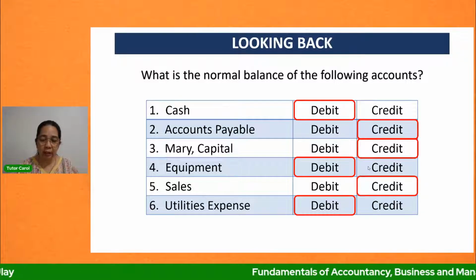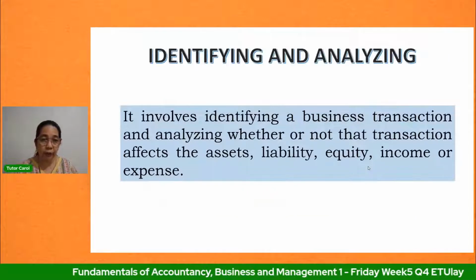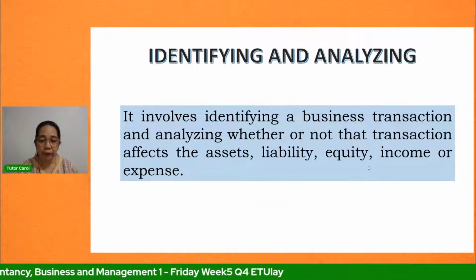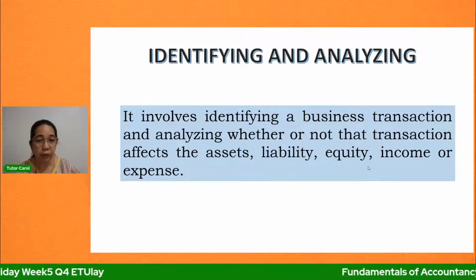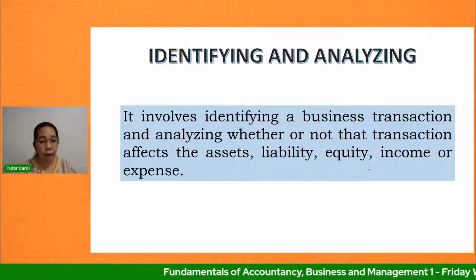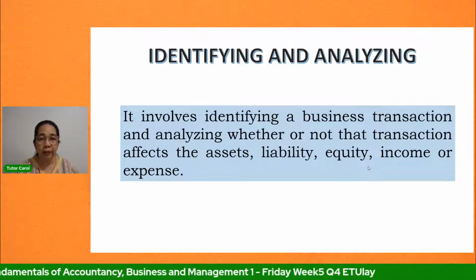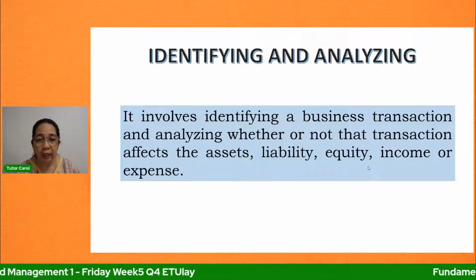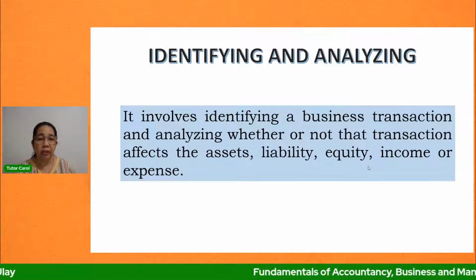Okay, so let us proceed na with our first topic, main topic, identifying and analyzing. So this is the first step in the accounting cycle for a merchandise type of business. Identifying and analyzing involves identifying a business transaction and analyzing whether or not that transaction affects the assets, liability, equity, income, or expense. So parang pareho lang din siya sa service type of business.